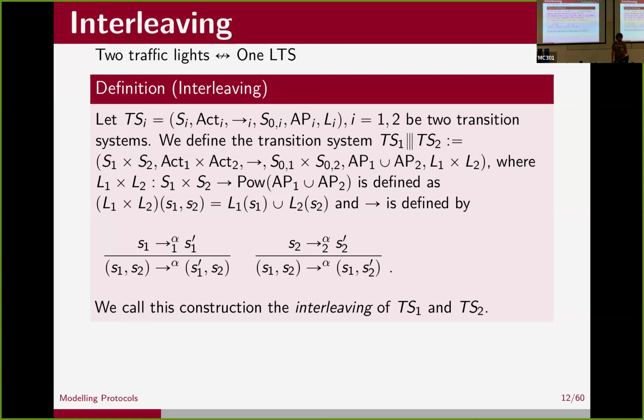Okay, so we call this the interleaving of the two systems because basically either one system takes a step or the other one takes a step, but not at the same time. So in some sense, this means that these two transition systems are working independently of each other. They don't really interact. One does its thing, the other one does its thing. And if an action is in both, then you can non-deterministically choose which one of the two does.